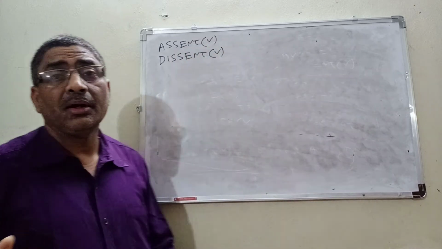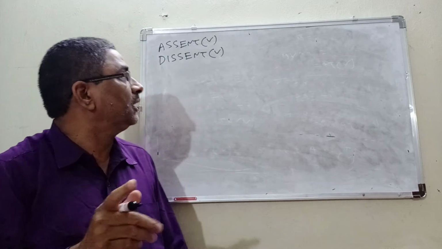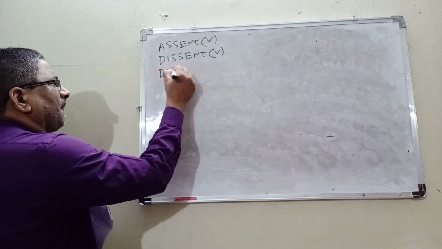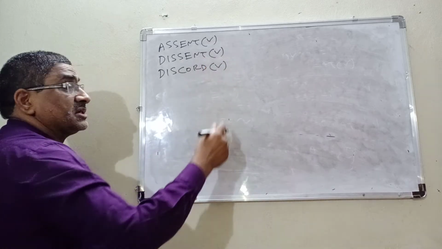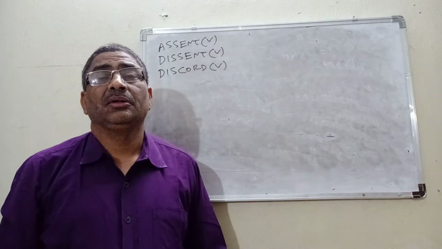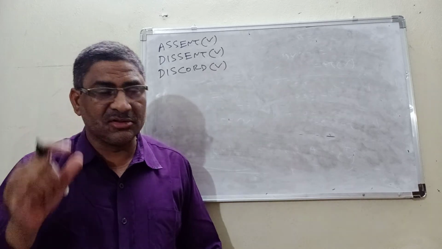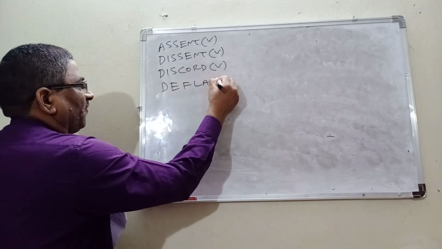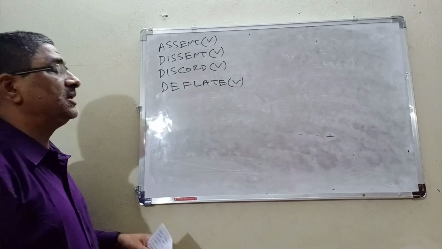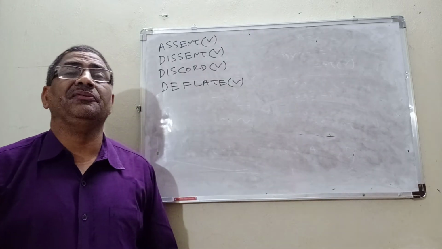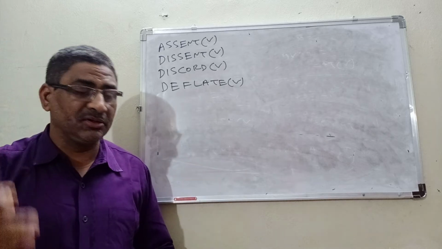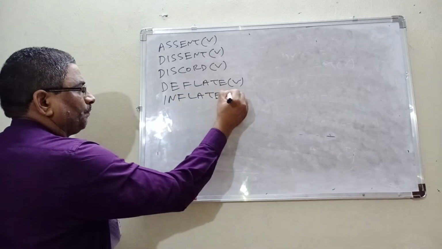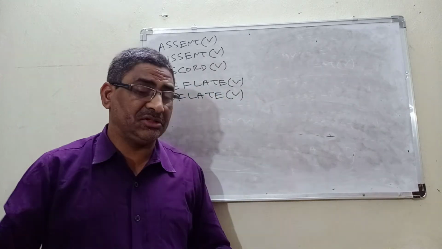Dissent. To show our disapproval. You don't want to accept something. If you do not want to accept something, that's called dissent. Discard. I'm very sorry to say that your application has been discarded. Discard meaning is reject. Deflate. D-E-F-L-A-T-E. We have two words, inflation and deflation. Inflate meaning is increase. Deflate meaning is reduce. Inflate, right? Inflate meaning is increase.